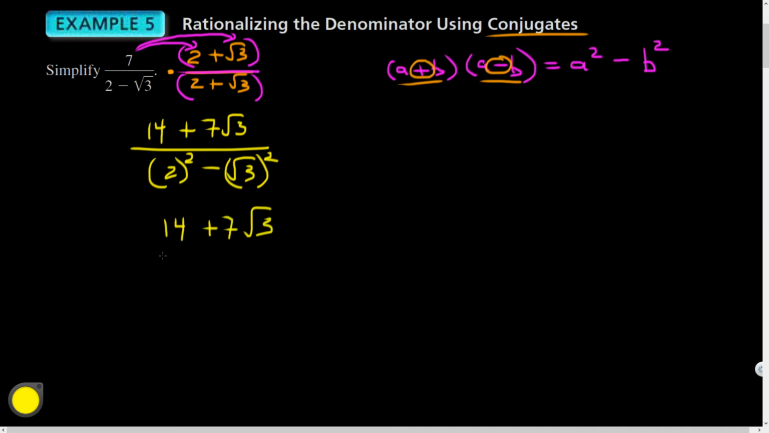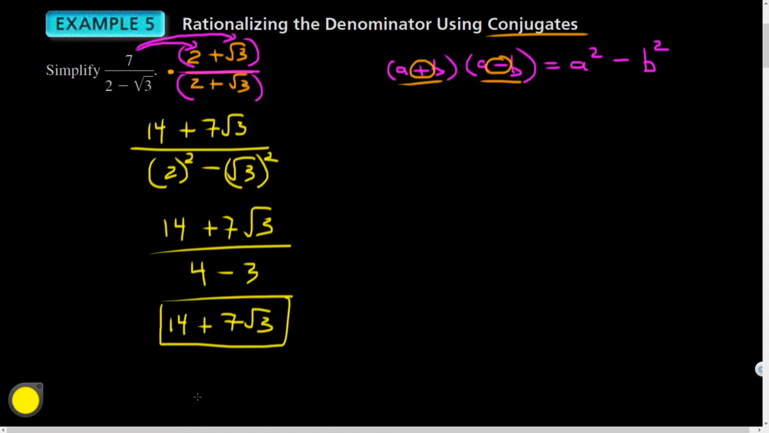So let's see. 14 plus 7 rad 3. Now in the bottom, I've got 2 squared is 4 minus rad 3 squared is 3. And hey, I can simplify that. That's just 1. And so my final answer is 14 plus 7 rad 3. And I'm done. Notice there's no more radical in the denominator. So that accomplished the thing that I'm trying to do.